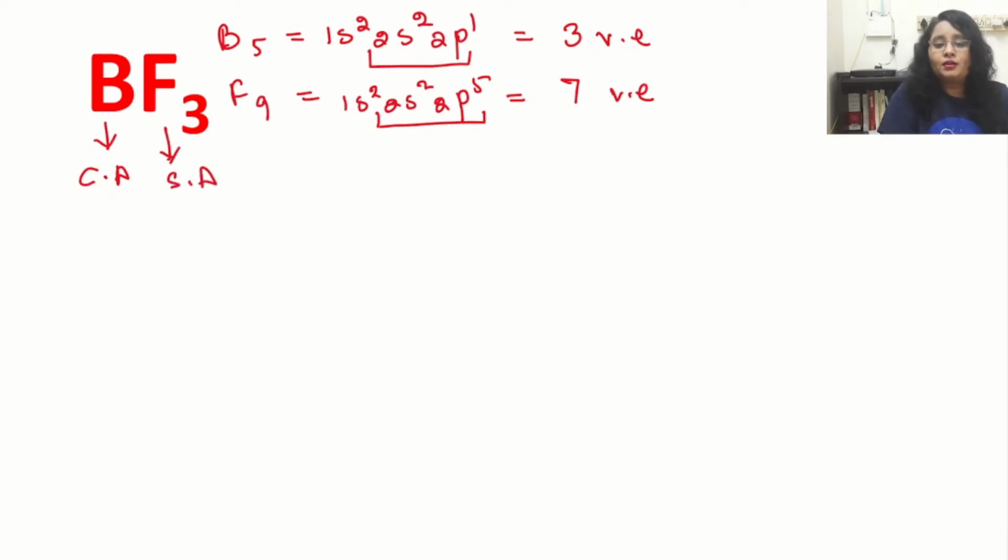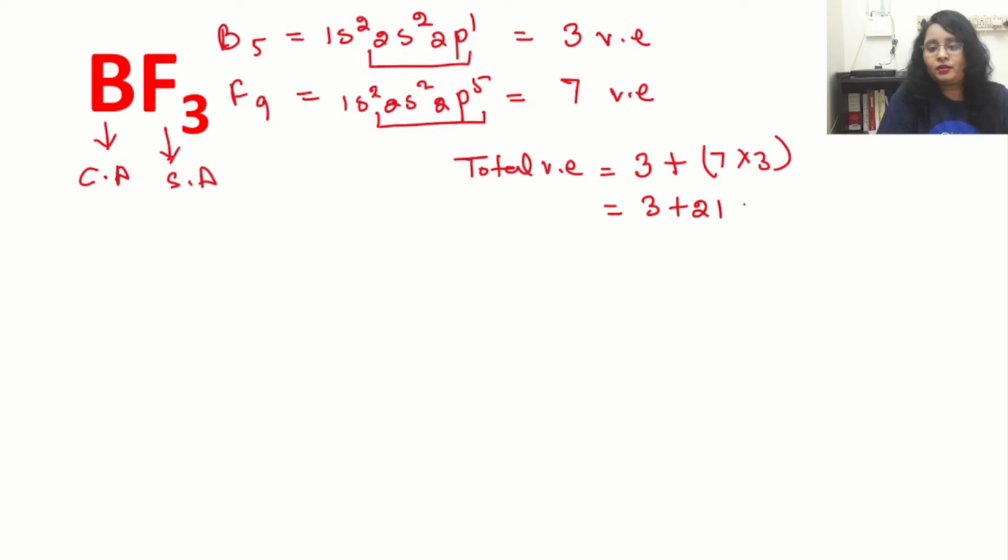Now let's count the total number of electrons. Total valence electrons will be 3 for boron plus 7 times 3 for fluorine, because 3 atoms of fluorine are here. So it will be 3 plus 21, which is 24 valence electrons we need to show.